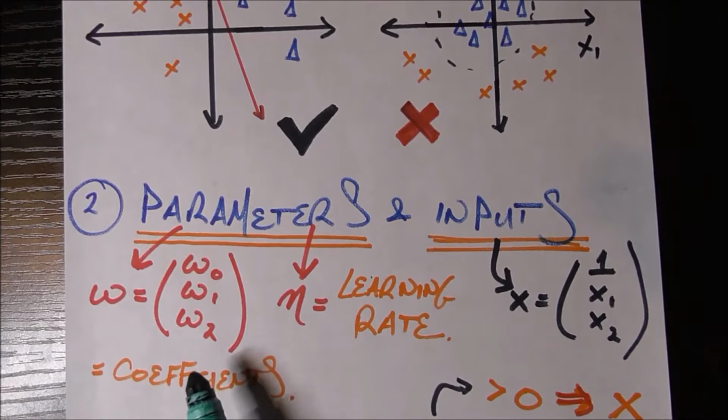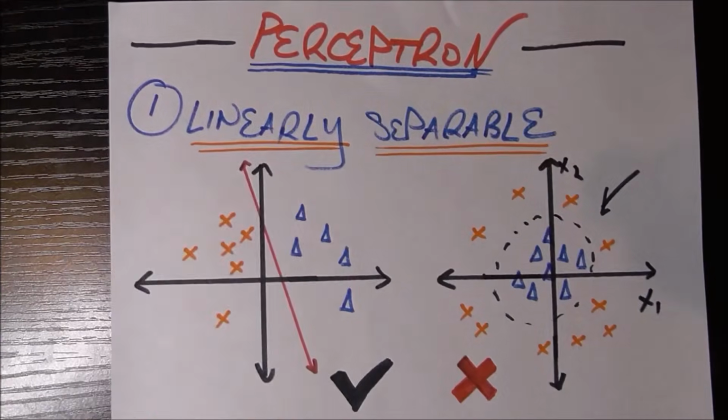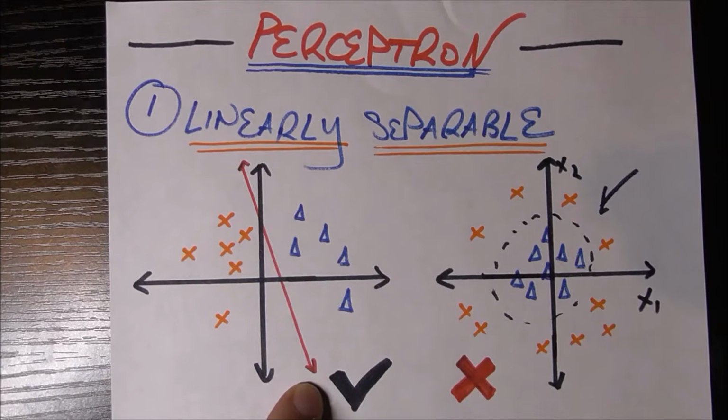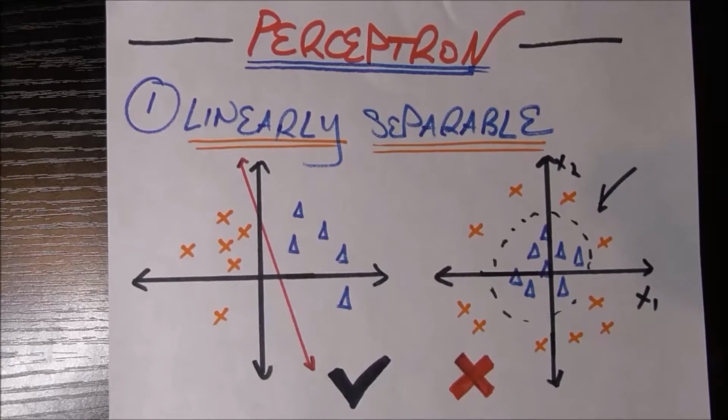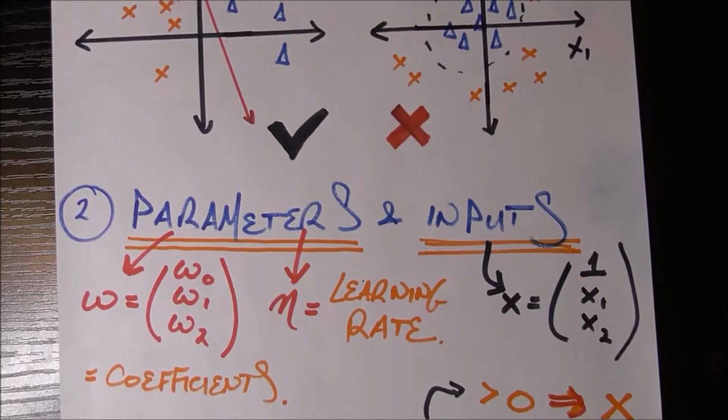These are known as our coefficients, and they tell us what the line looks like, which we're using to potentially separate our two classes, so that we can judge whether that line is or is not effective in doing that job.